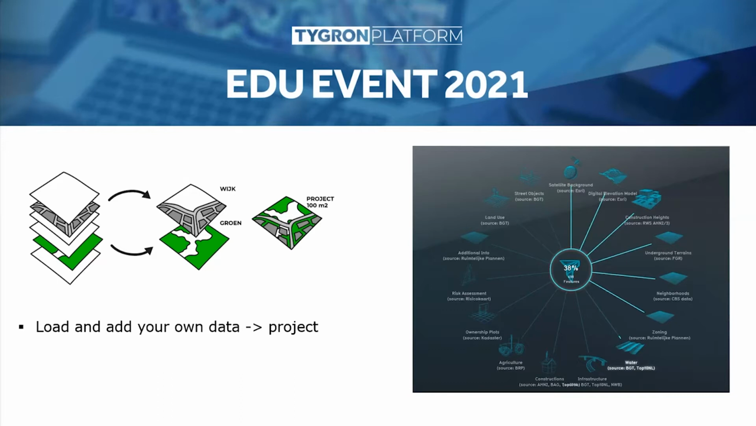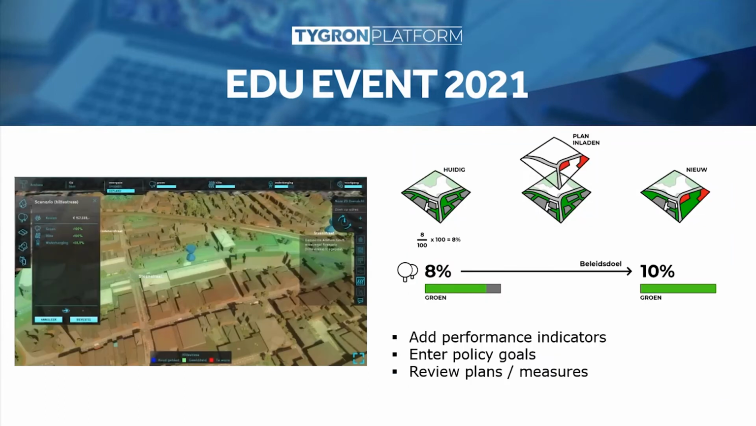For the Netherlands, a lot of data sources are already connected automatically, but it can be used internationally. So we also connected some data sources like OpenStreetMaps for creating this 3D world automatically for international projects. But then you can also add your own data to make your project more complete. So when you have this project, you can also add performance indicators, you can enter policy goals, and start creating scenarios.